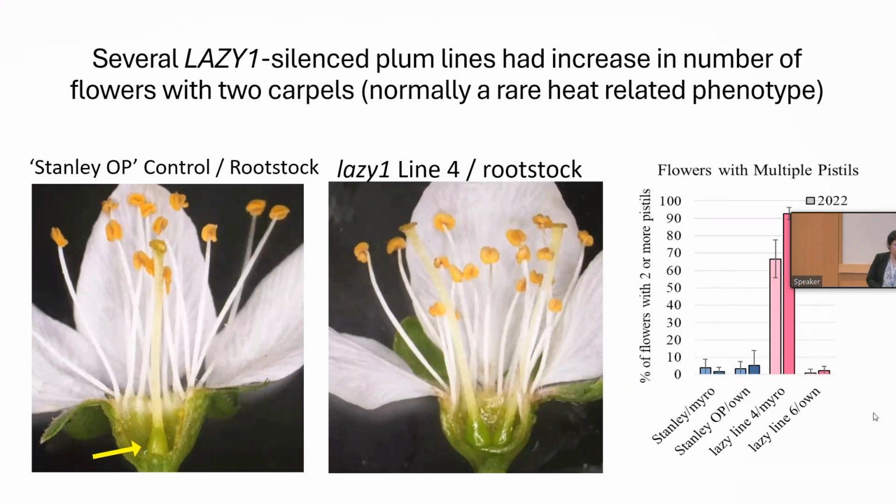We also noticed some reproductive phenotypes. First was the flowers. Here, standard flower, one carpel right here, one ovary at the bottom. On occasion, in stone fruit like cherry and plum and peach, you will have two carpels or two pistils, and that's usually connected to environmental heat stress during the developmental process. But here, for 2 years in a row, we saw a tremendous increase in the number of lazy plum trees that had additional carpels. Most of the fruit from flowers like this will abort. Occasionally, we will have a couple that are kind of two-lobed.